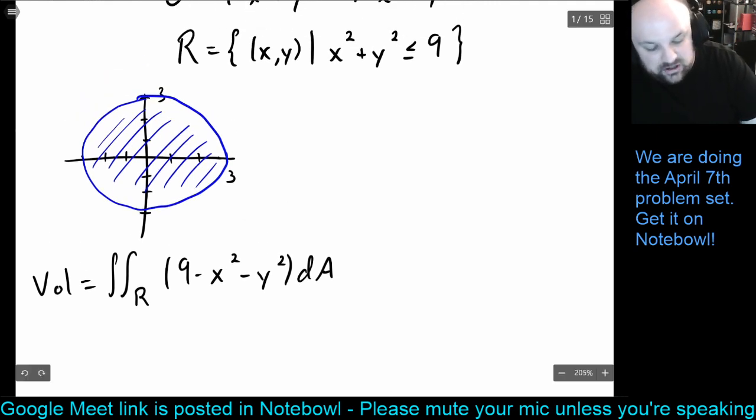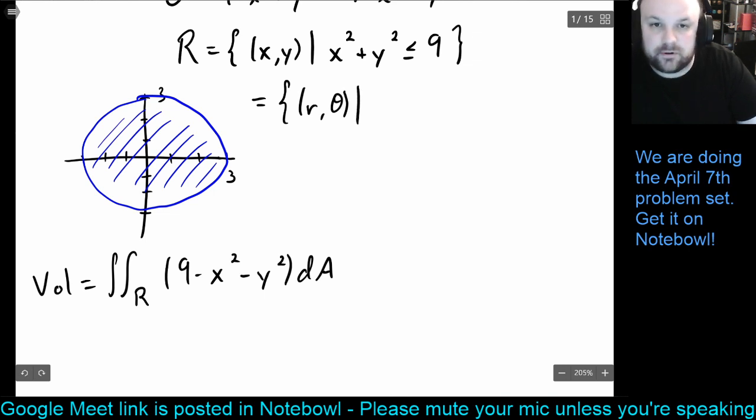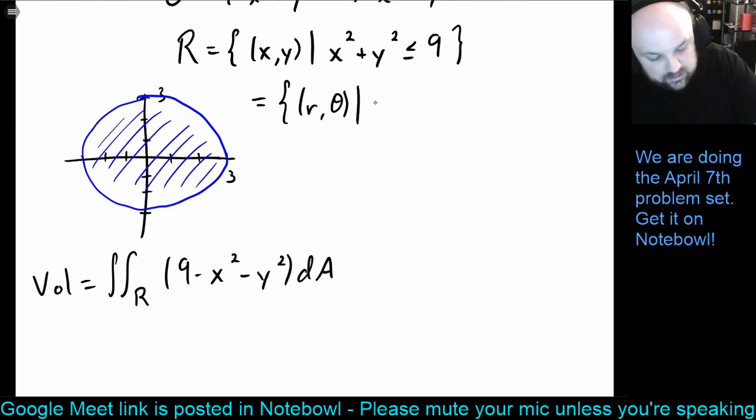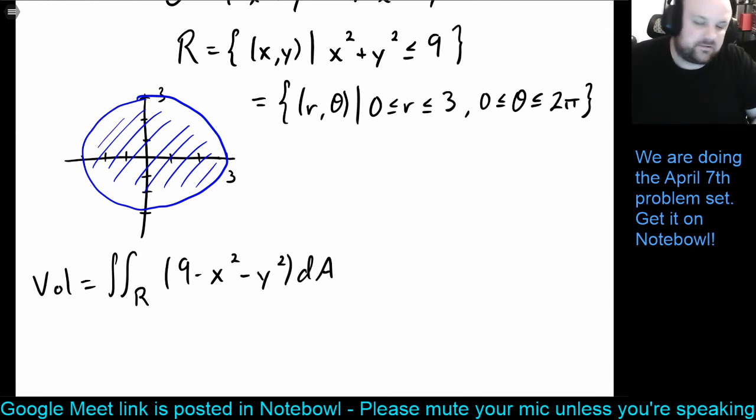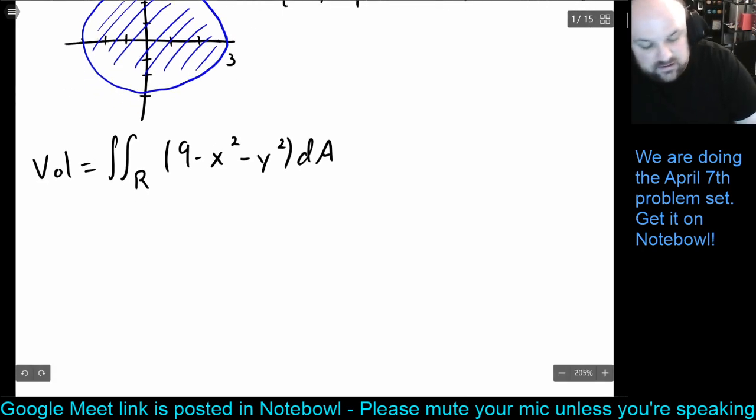So this region R, if I want to redescribe R in terms of polar coordinates, we're looking at something pretty easy. This is what we call a polar rectangle. Right here, all we're saying is r is greater than or equal to 0 and less than or equal to 3. And theta, well, we have the whole circle, so theta goes from 0 to 2 pi. So if we switch this integral to have bounds in polar coordinates, we're going to have just numbers in the bounds, which is nice.